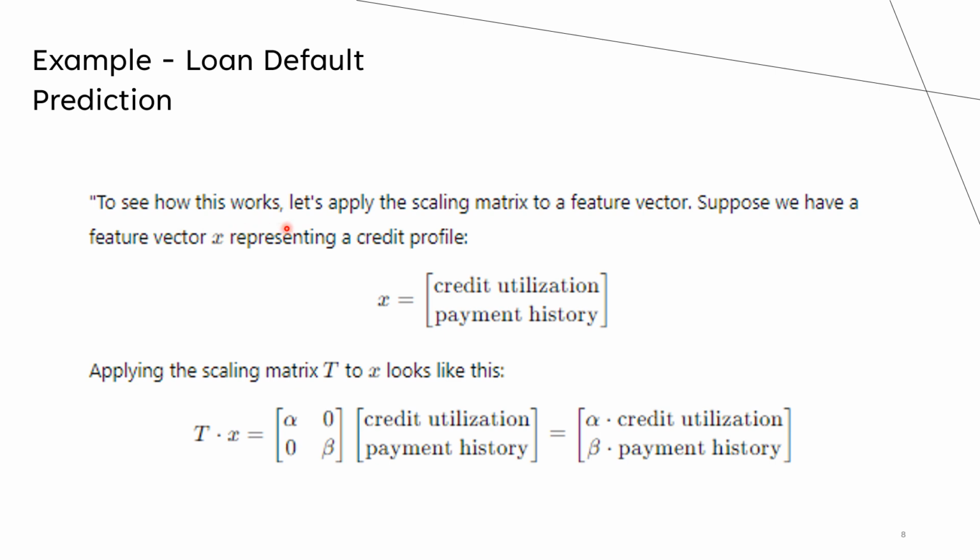So to see how this works, let's apply the scaling matrix to a feature vector. Suppose we have a feature vector X representing a credit profile. In that vector X, we have the features credit utilization and payment history. When we apply the scaling matrix T, shown here by alpha and beta, to X, we get this operation: alpha times credit utilization, and beta times payment history.